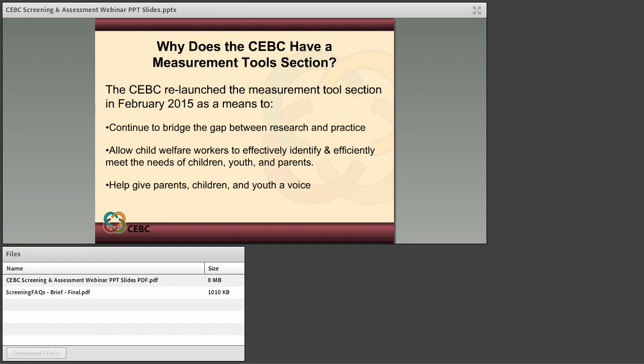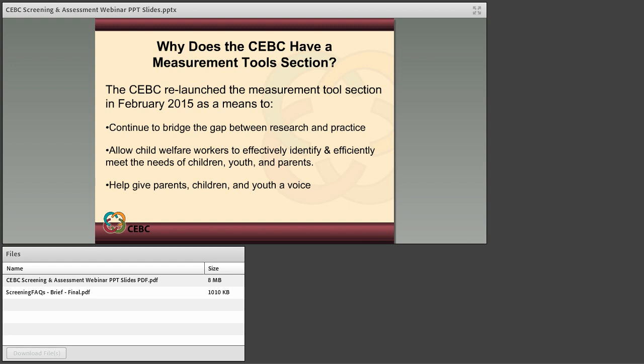Moving into the CEBC's work on measurement tools. The CEBC relaunched an improved measurement tool section in February of 2015 to what you see today. One of the reasons for promoting measurement tools is because it fits within the CEBC's work on bridging the gap between research and practice. We all know how challenging it can be for service providers to find time to conduct thorough literature reviews and critically review supporting research, so using the CEBC can help you save time.